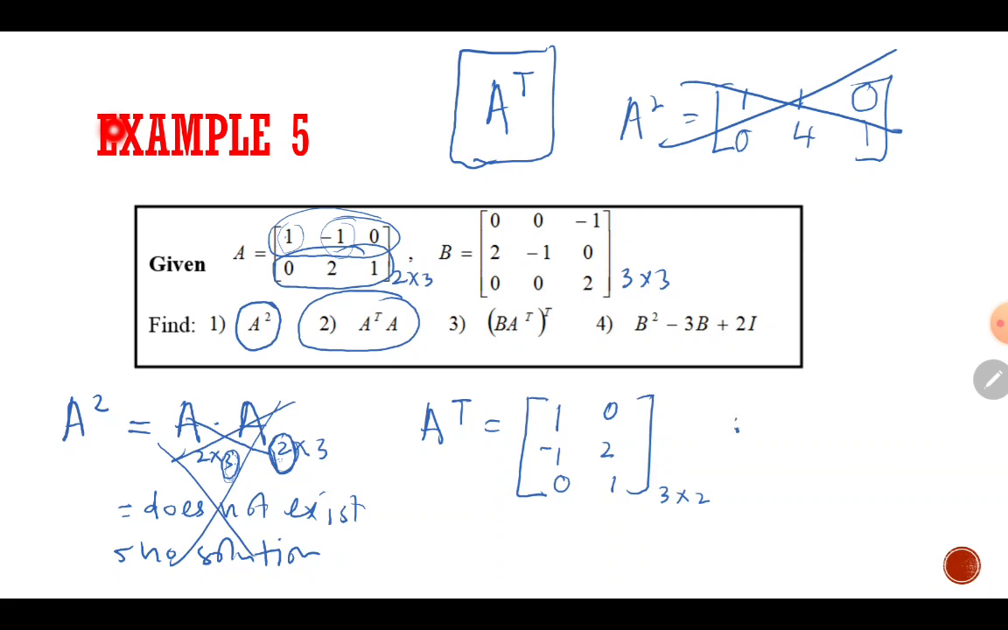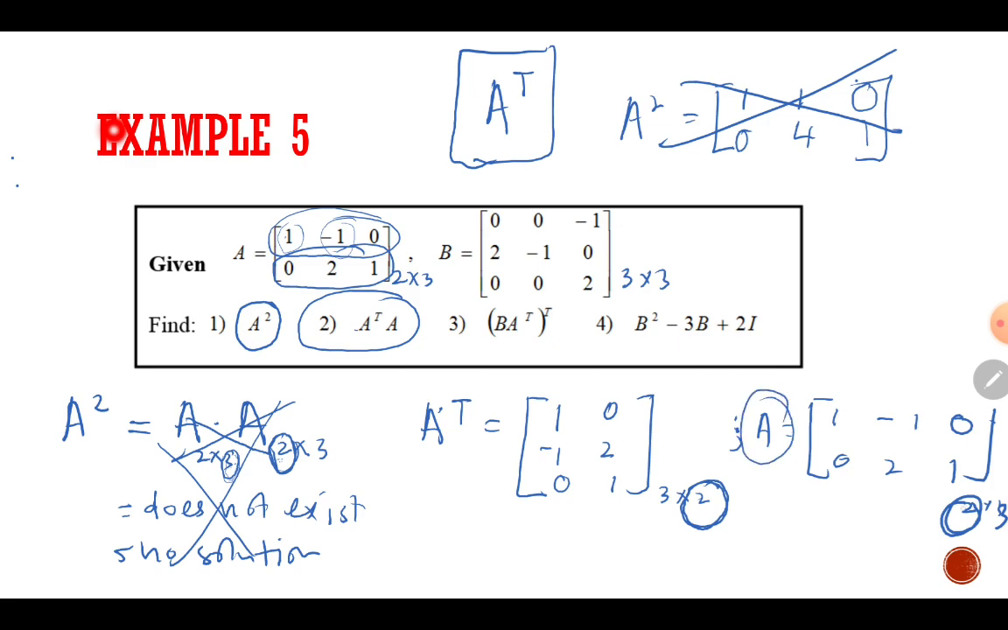Okay, we have a matrix A. Our matrix A is 1, negative 1, 0, 0, 2, 1, where our matrix A is 2 times 3. Is it possible or not this time? Yes, it's possible, because the number of columns for the first matrix, which is A transpose, is the same as the number of rows for the second matrix, which is matrix A, which are both 2, right? So by right, A transpose times A here will give us a 3 times 3 matrix.